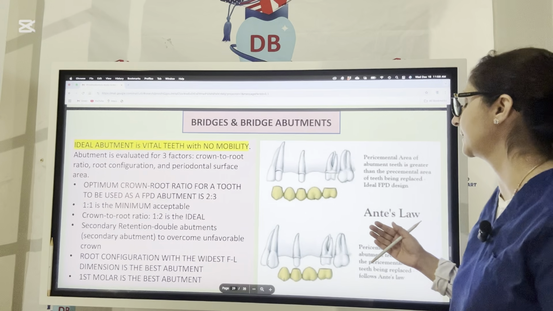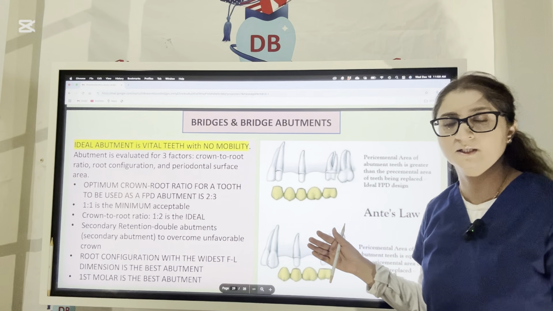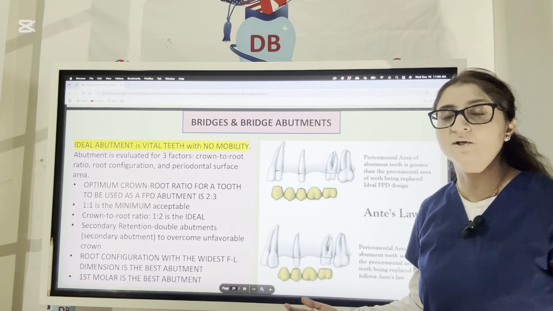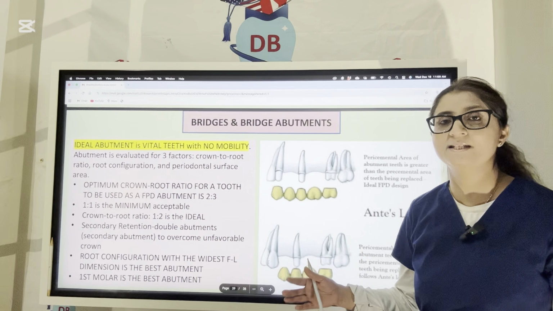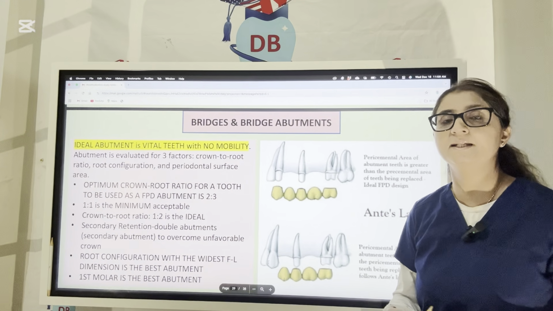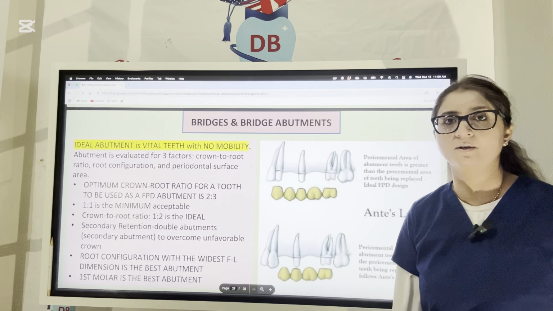Let us talk about Ante's law. Ante's law states that the periodontal ligament area, the root surface area of the abutment tooth, should be greater than that of the teeth that are being replaced. Because if the surface area of the abutment teeth is more, that means they are going to provide more support for the teeth that are being replaced. The replaced teeth are called a pontic when we talk about the FPD or the bridges.